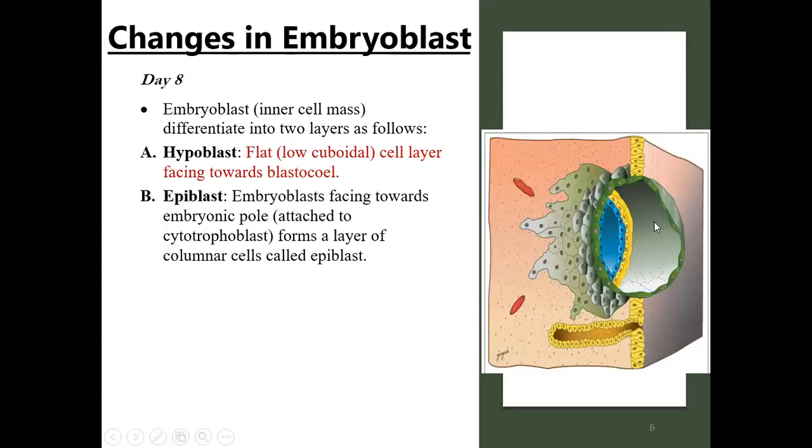Then what are the changes in the inner cell mass or the embryoblast? It gets organized into two cell layers: the cuboidal cell layer, which is the hypoblast, facing the blastocele, and the flattened cell layer, the epiblast, which faces towards the embryonic pole.